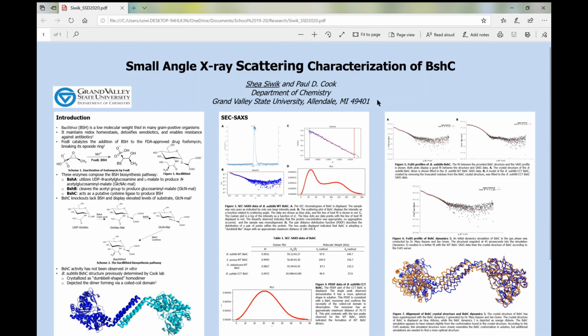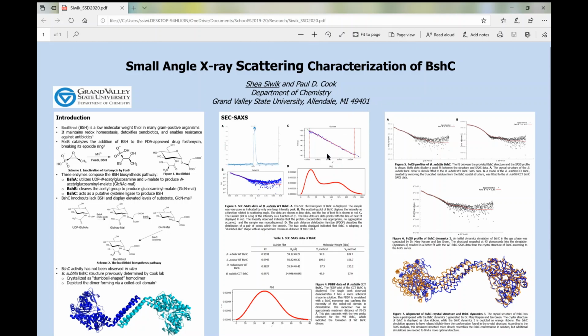Hello, my name is BshC, and I'm going to talk you through research that I've been working on this past semester. My project has looked at an enzyme called BshC, and I've looked to better characterize its structure using small angle X-ray scattering.